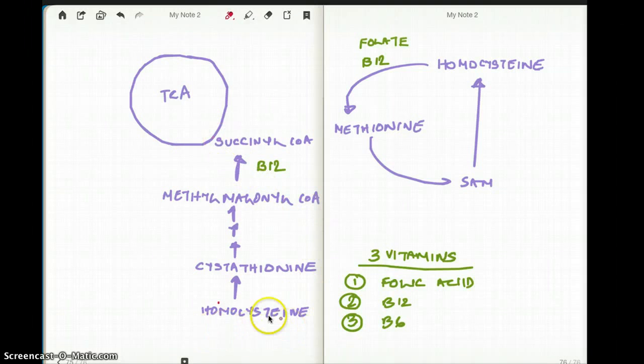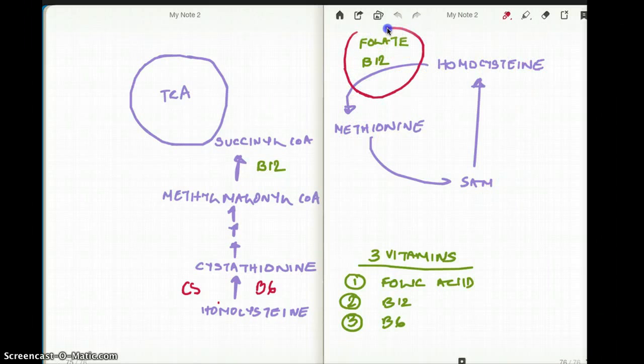Now, homocysteine to cystathionine, here in this step is where we are using B6. We're also using the enzyme cystathionine synthase because we're making cystathionine. But since we're here, might as well see where other vitamins are being used as well. So I'm writing homocysteine from here to here. Homocysteine has been converted to methionine. Methionine has been converted to SAM. And homocysteine to methionine, we're using two vitamins that are very important in our bodies, which are folate and B12.